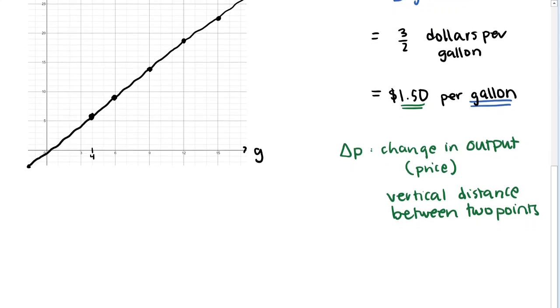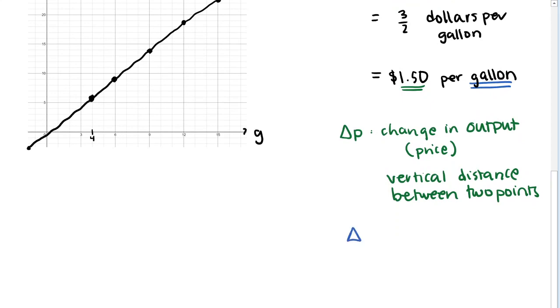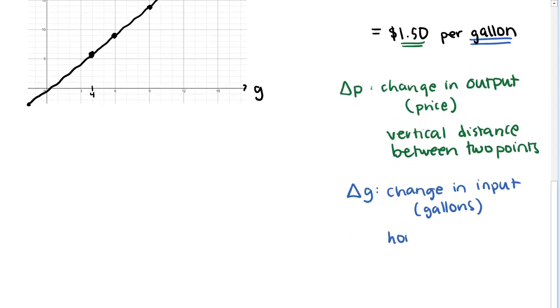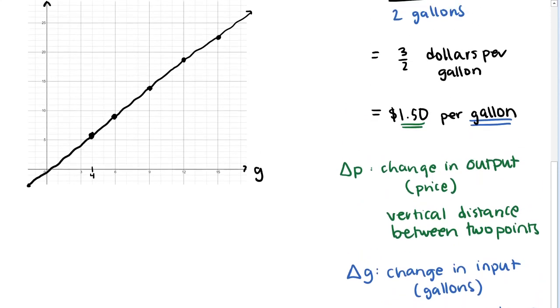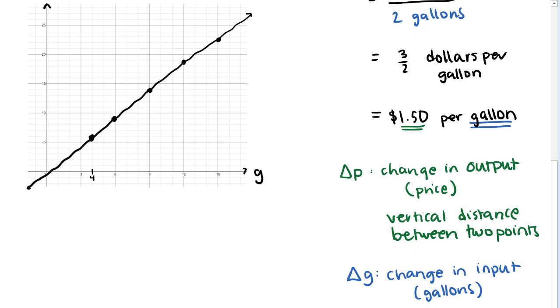And then similarly, in this case it was delta G, right? The G is the input variable. This was the change in the input, in this case, the gallons. And really, this is just describing the horizontal distance between 2 points. And so if we look at this picture here, we were really dealing with the first 2 points from our table.